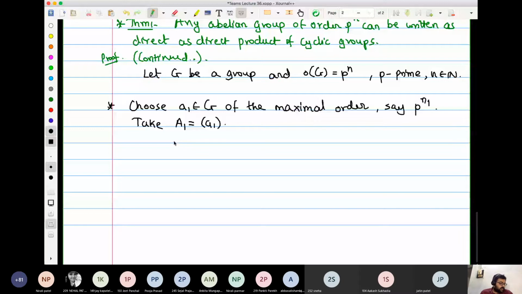So we have A1 is the cyclic group generated by A1. Then what is the order of A1? The order of A1 equals P power n1. Same order as that of its generator. They have the same order.